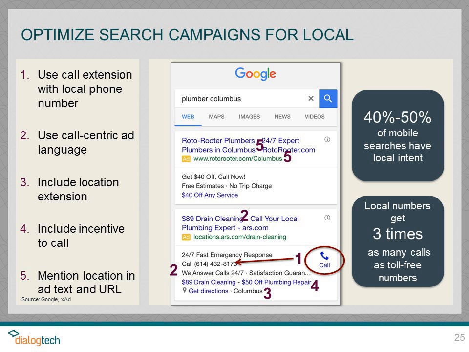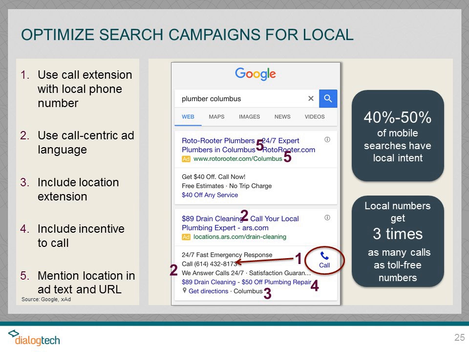You can see number 1 there. And you can see how now whenever you use a call extension in Google, Google automatically populates that call to action, the call with the phone number to the left. Use call-centric ad language. There's a couple examples in the second text. The first one has call now as well, but the second one has call your local plumbing expert. We answer calls 24/7. I love that particular language, showing that you can call whenever, and we'll be ready to take your call. We are there to take your call.